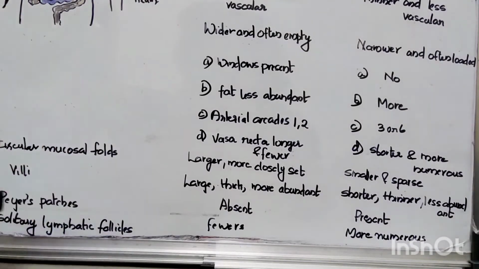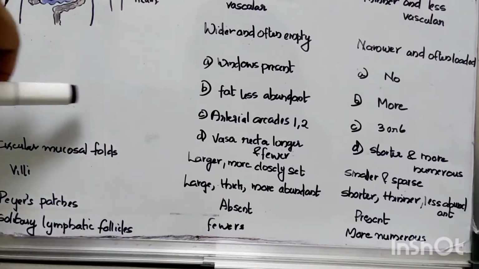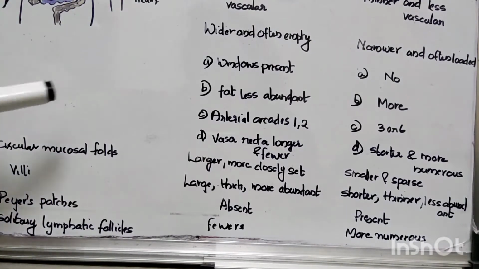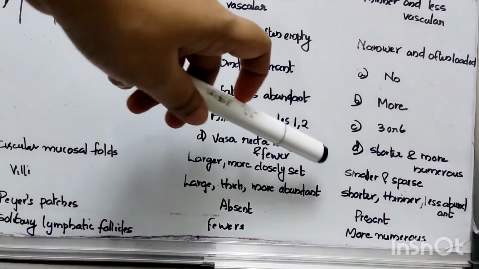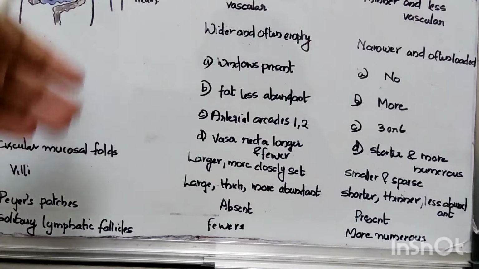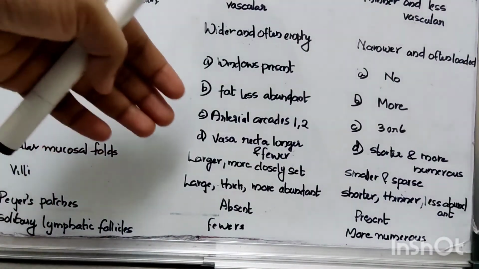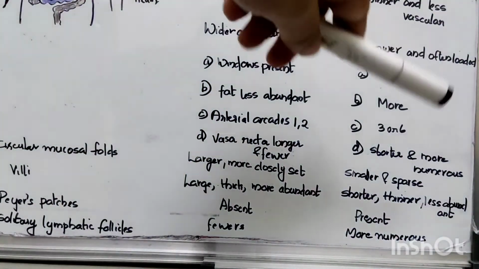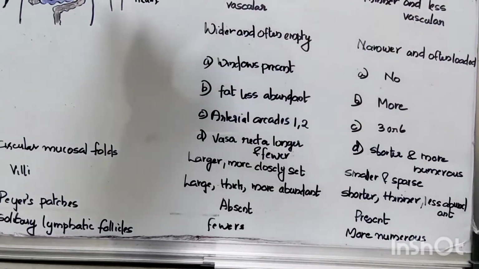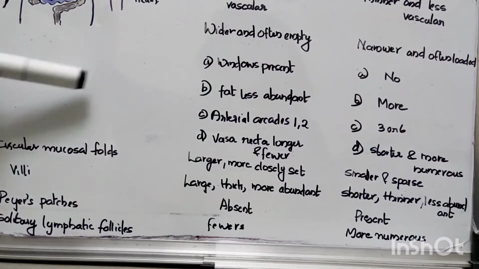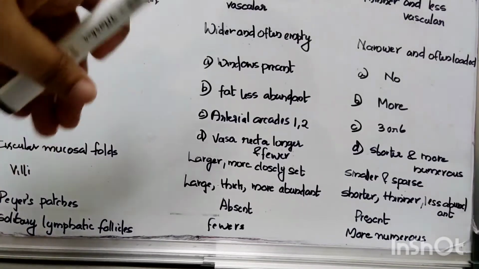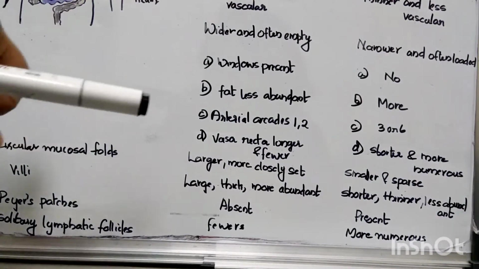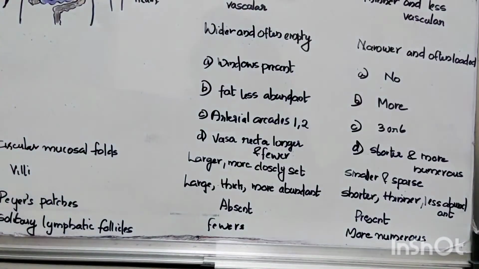Next are the circular mucosal folds, which are the inner features of the jejunum and ileum. We have already discussed the mucosal folds that appear in the small intestine. These circular folds are larger and more closely set in the jejunum, and in the ileum they are smaller and sparse. This mucosal fold helps in increasing the surface area of the small intestine, and it also slows down the food traveling through it.